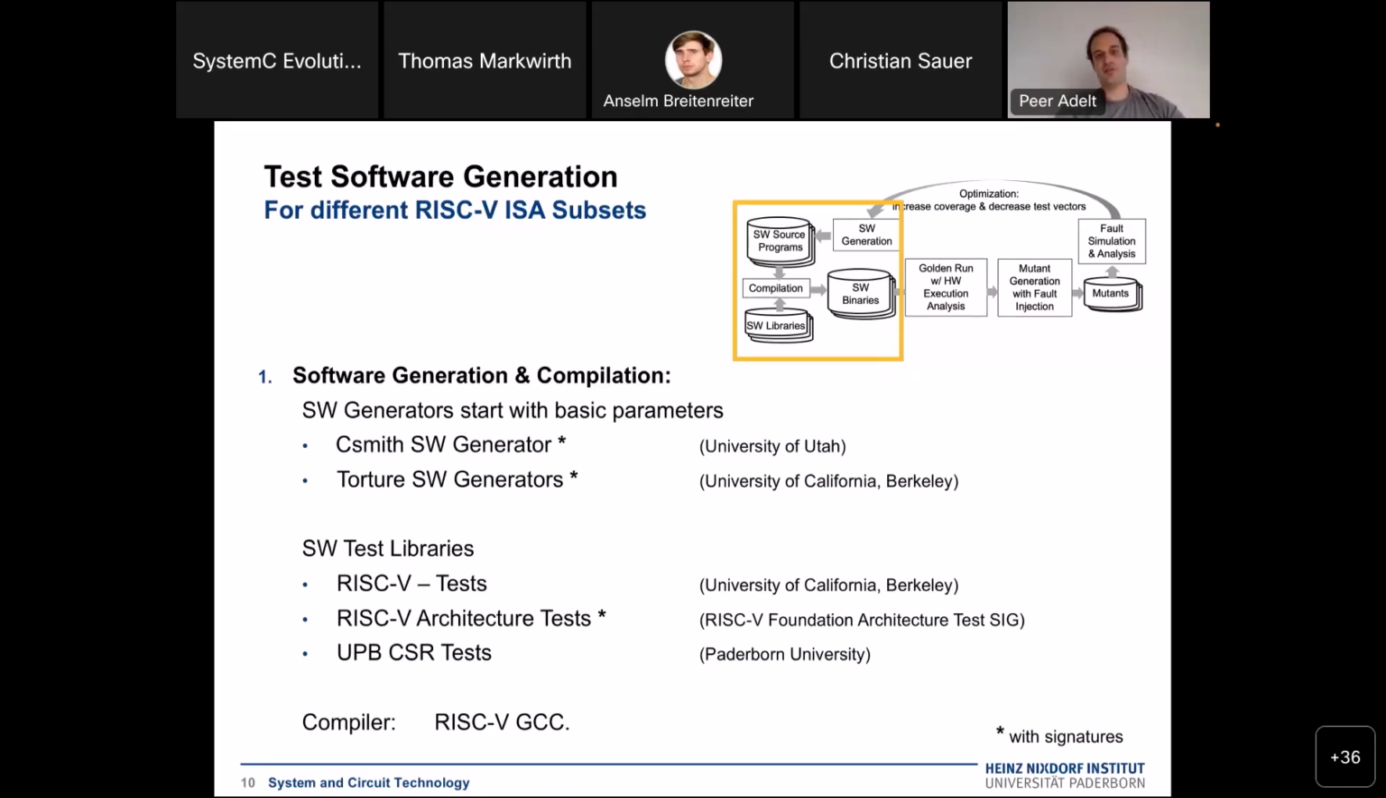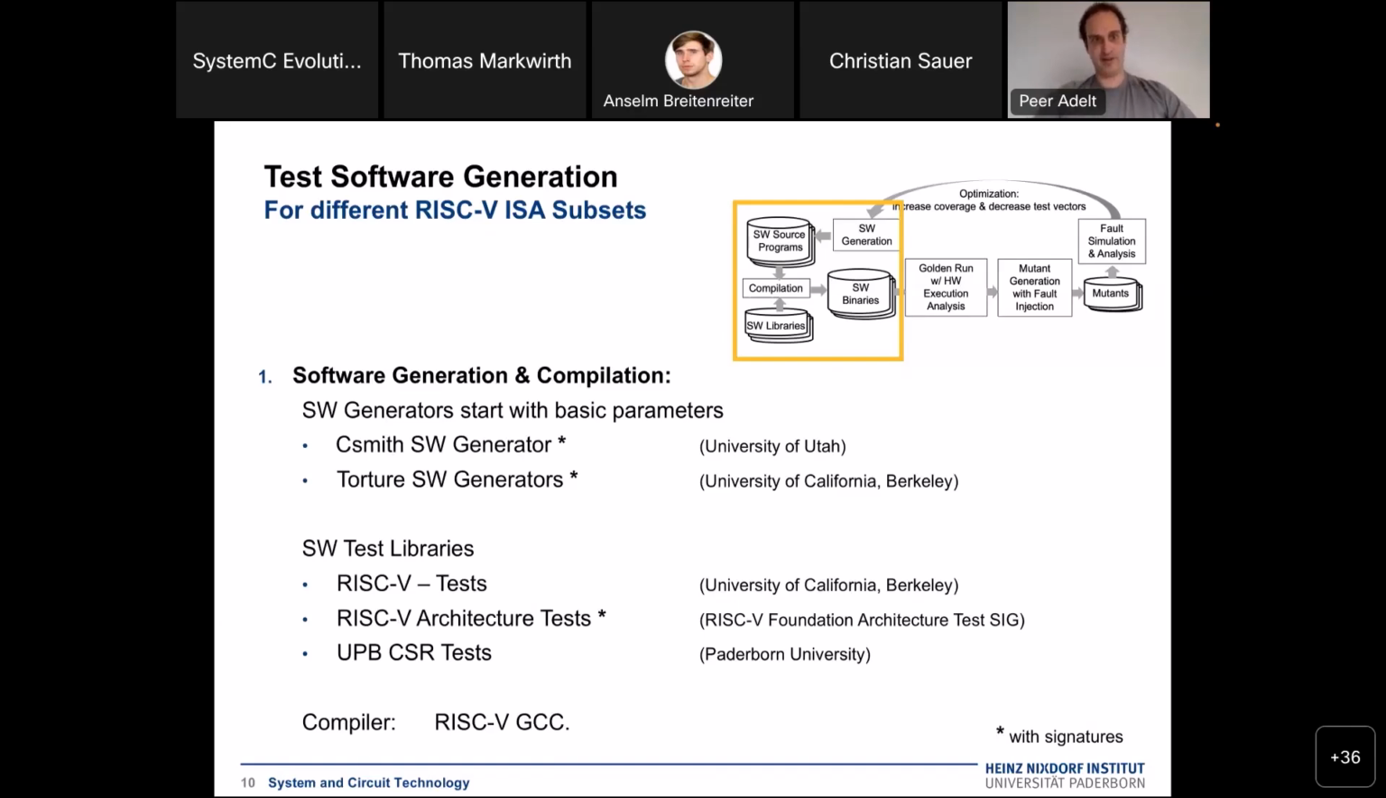We also use the Torture software generator. This is an assembly generator especially made for RISC-V. And additionally, we use some test libraries. This is basically what we call static software. So that's not dynamically generated, it's just floating around. We use it and simulate it.